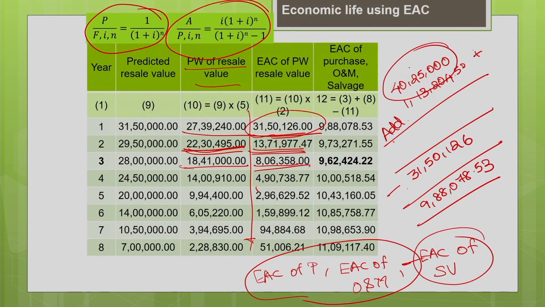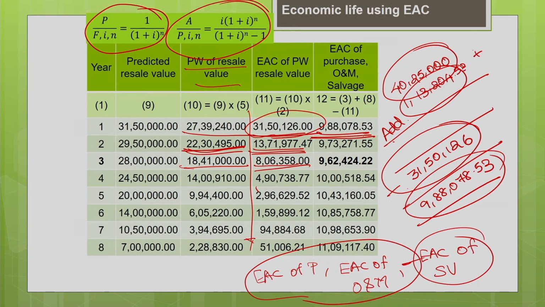You are adding the purchase price, equivalent annual cost of the purchase price, and the operating and maintenance cost, and you are deducting the cash inflow, that is your salvage value, and you will get the total cost as 9,88,078.53. So, like this you are going to find the equivalent annual cost for all the years.